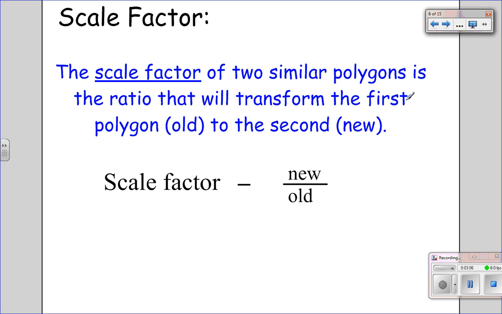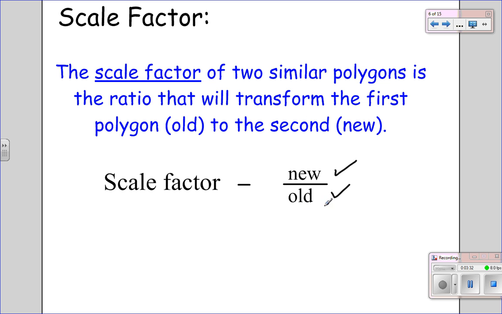Now let's talk about scale factor. The scale factor of two similar polygons is the ratio that will transform the first polygon, the one you begin with, the old polygon in other words, to the second one, the new polygon. Scale factor is written as the new side of a polygon over the old side of the corresponding polygon. New over old is a great way to remember it.